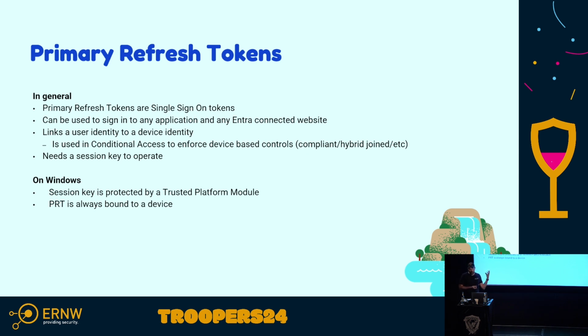And they are also what links your user identity to the device that you're on. So if you're working with conditional access policies and you require compliant devices, how does Entra know that I'm on that device? It knows that via the primary refresh token. So the primary refresh token contains the device, and that will be sent whenever I authenticate. And this primary refresh token has a lot of cryptography involved, and one of the keys it needs is the session key.